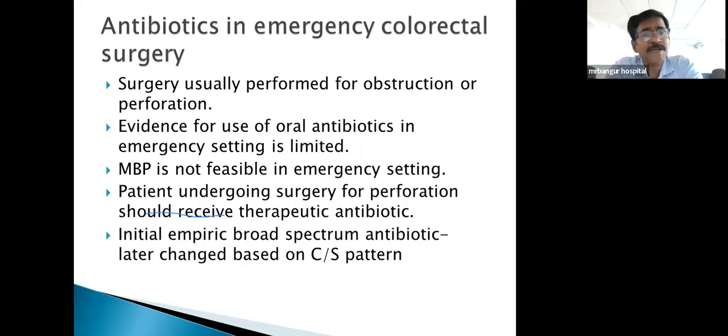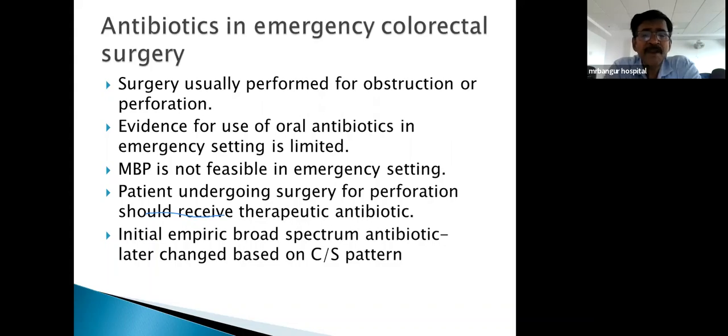Antibiotics for emergency colorectal surgery. Most of the emergency colorectal surgery is done either for obstruction or perforation. And these are the patients who already have established sepsis. Oral antibiotic in the emergency setting is not recommended. Mechanical bowel preparation is not feasible in the emergency setting.